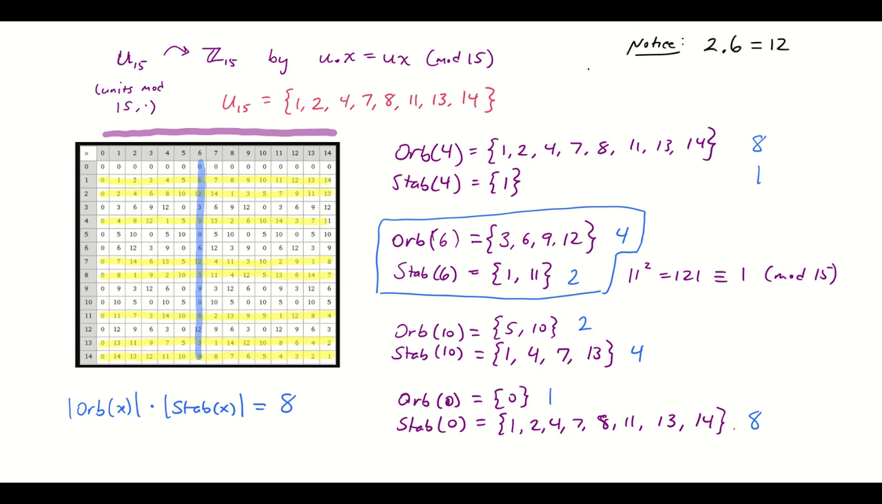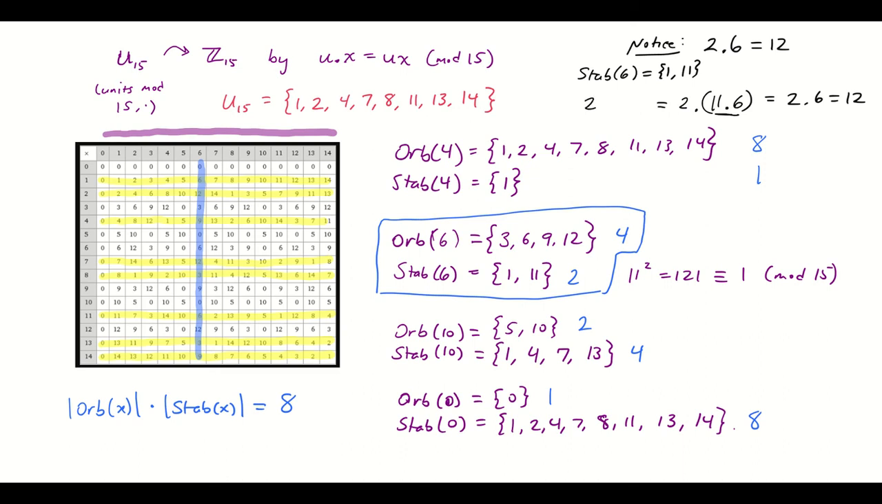Okay? And I also know that my stabilizer of 6, the thing I started with, was the subgroup 1 and 11. Well, what if I did this? What if I acted on 6 with 11 first, which stabilizes it, and then act on that with the number 2? Because 11 is in my stabilizer, this is going to be 6. And then I'm going to end up with 12 again. But doing this is really the same thing as acting on 6 with 2 times 11.